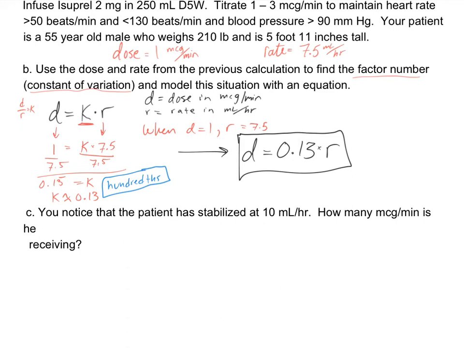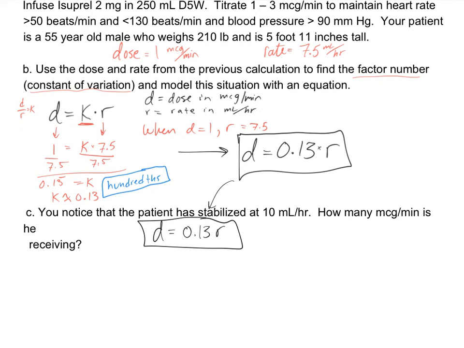We notice that the patient has stabilized, and the pump reads 10 milliliters per hour. So if the pump is reading 10 milliliters per hour, we want to determine what's the dose. What is the patient actually receiving if the pump reads 10? So let's bring down this formula. We know the relationship between the dose and the rate can be represented with this equation: the dose is equal to the product of 0.13 times R.